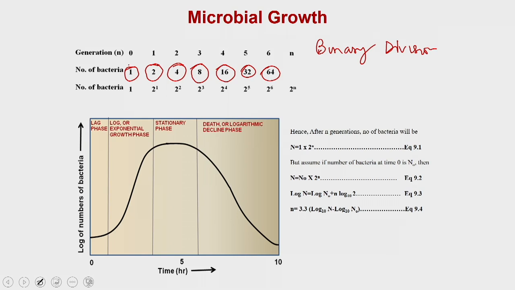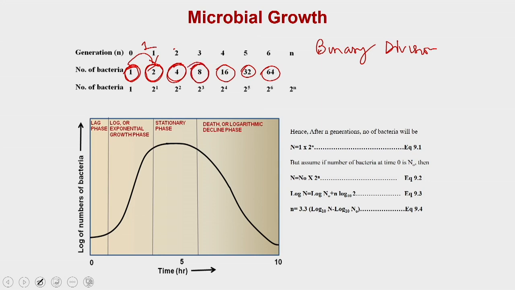And the time in which the bacteria will grow from one bacteria to two bacteria is called the generation time or the generation number. So in the first generation, one bacterium is going to get converted into two bacteria. If you have two generations, then it becomes 4. If it's three generations, it becomes 8.